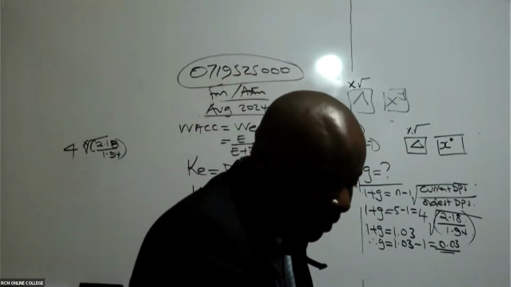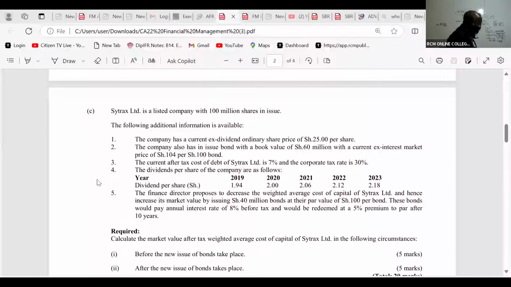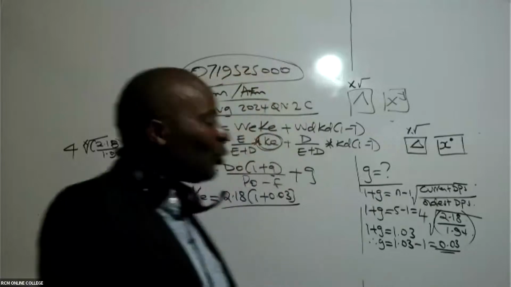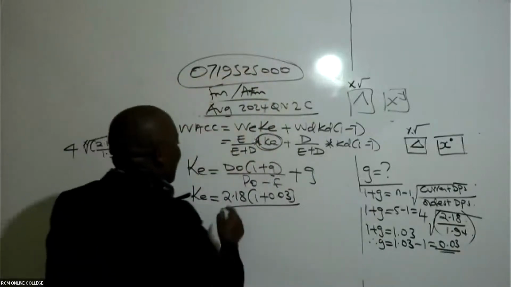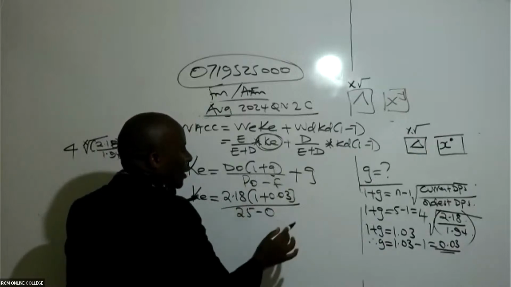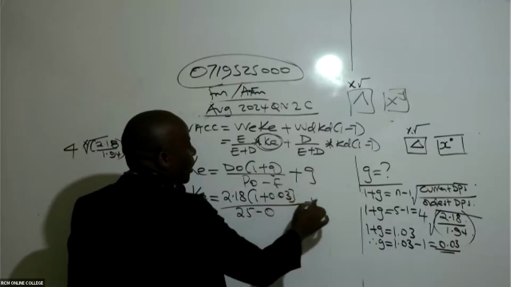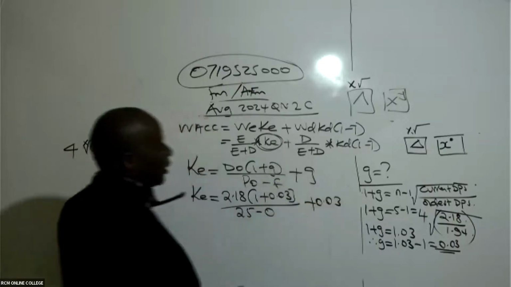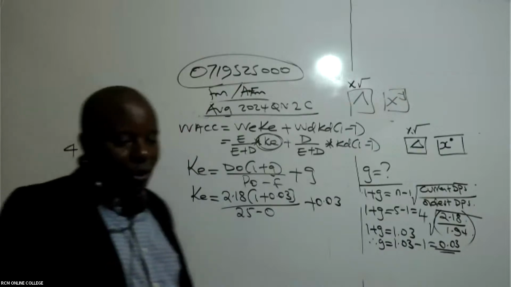I'll be able to come back to that. So the current price per share, you can see it here. The company has a current ex-dividend ordinary share price of 25. So in this case, the current price per share, not per bond, but per share, is 25. There is no flotation cost given here, plus this growth rate of 0.03.